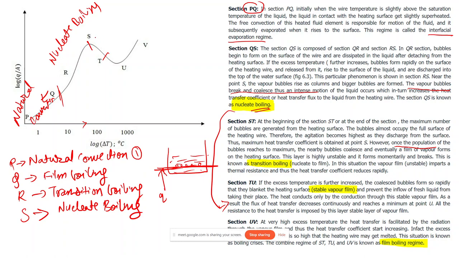So this ST region, we call it transition boiling. And later on, this TU regime, in which we have this stable vapor film, and in this UV regime, the excess temperature is so high that the heating wire may get melted, and this situation is known as boiling crisis. We call this STUV altogether the film boiling regime.